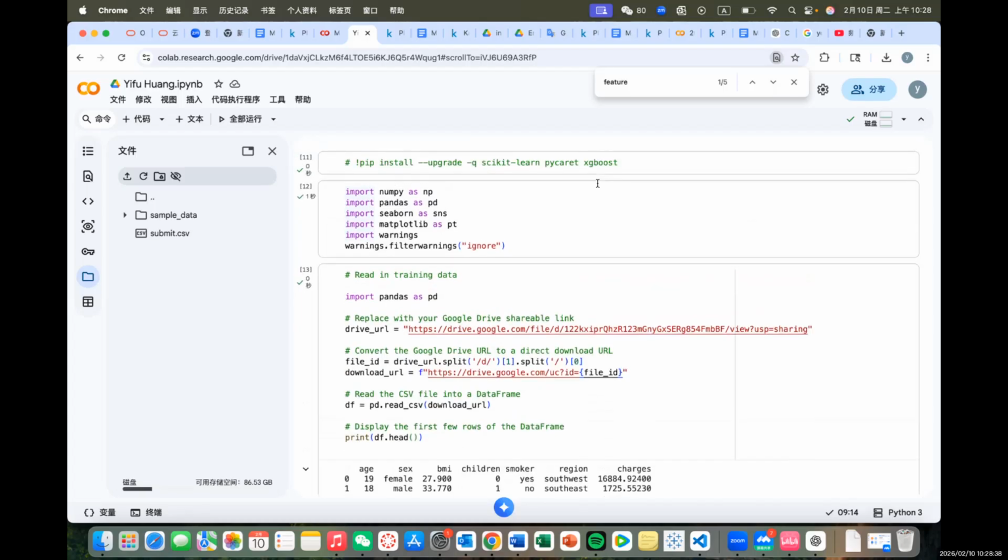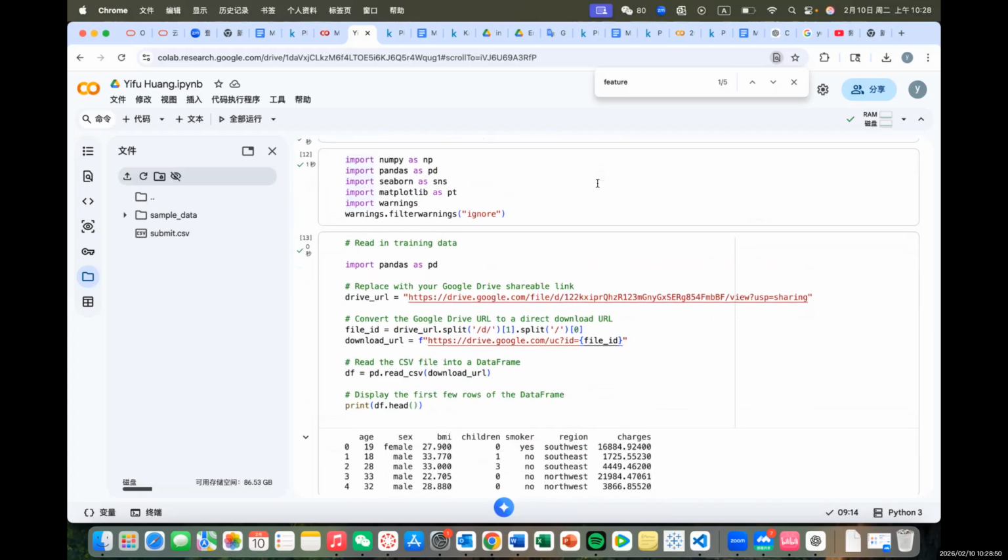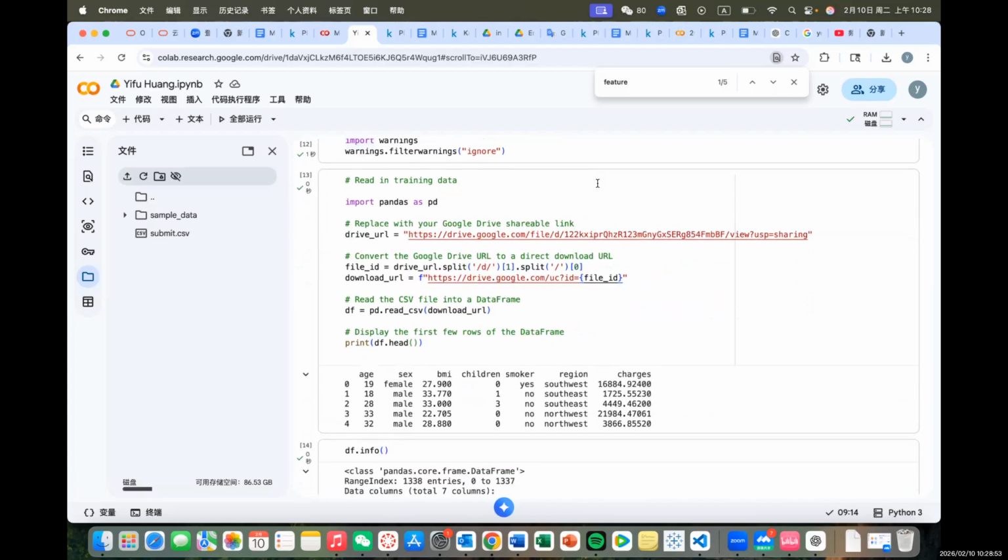First, I built a clean workflow using a machine learning pipeline. This is important because it applies the same processing steps to both the training data and the test data, so the results are more reliable.